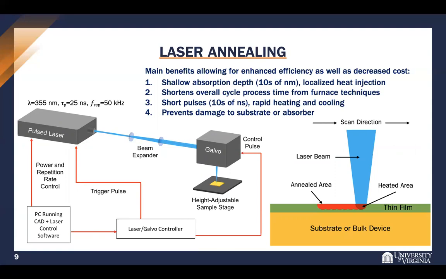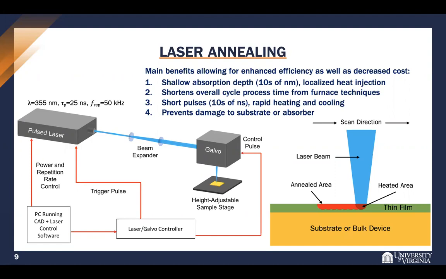The sample sits on a height adjustable sample stage, which can be moved up and down to change the location of the sample within the focus profile of the beam. There's a laser galvo controller, which sends a trigger pulse to the laser and a control pulse to the galvo to keep them in sync. And then there's a computer that runs CAD software to set your line spacing and your shape, and also control the laser power and its repetition rate. So the main benefits of this is that it allows for enhanced efficiency as well as decreased cost.